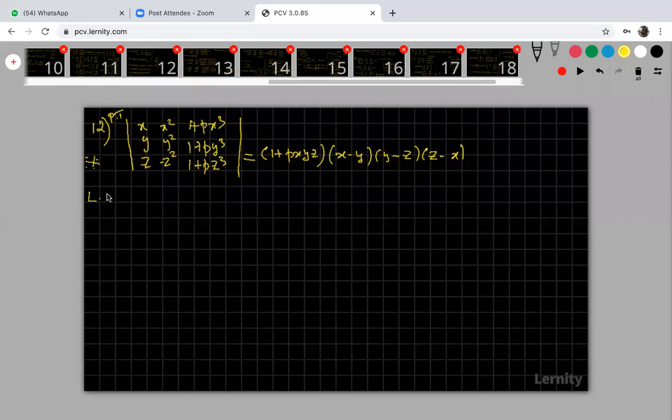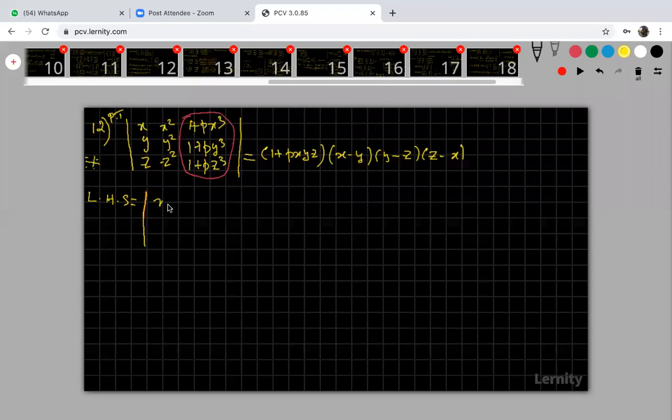Okay, now come to the LHS. My LHS is, look at that, this term, the third column. Look at my third column. Okay, my third column has the sum of two terms. I have the fifth property. What is the fifth property? If any one row or any one column is the sum of two terms, we can write the determinant value as the sum of two determinants. That means split into two determinants. Okay, so I'm going to split it into two determinants.